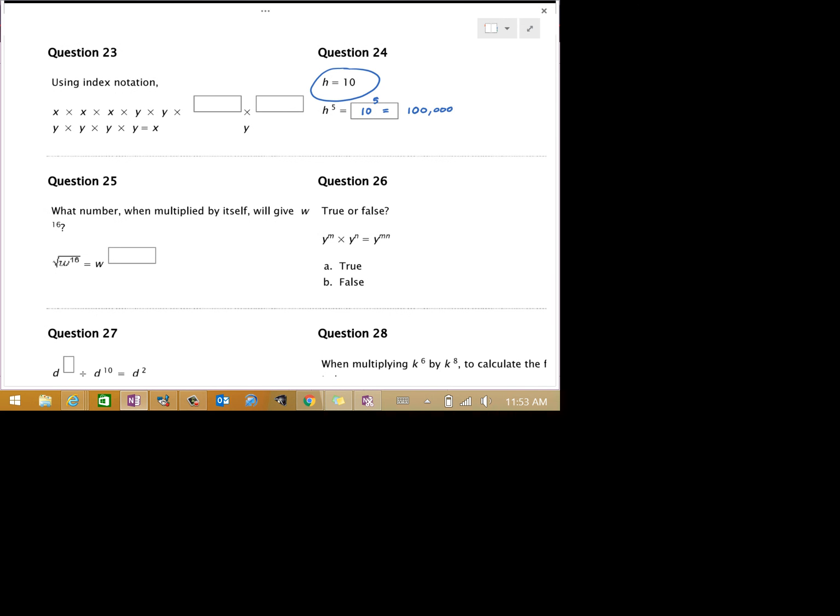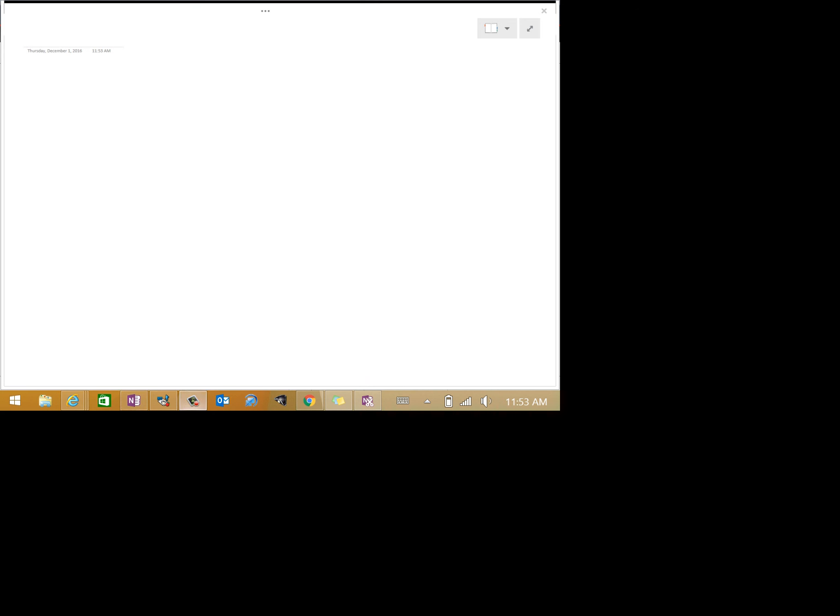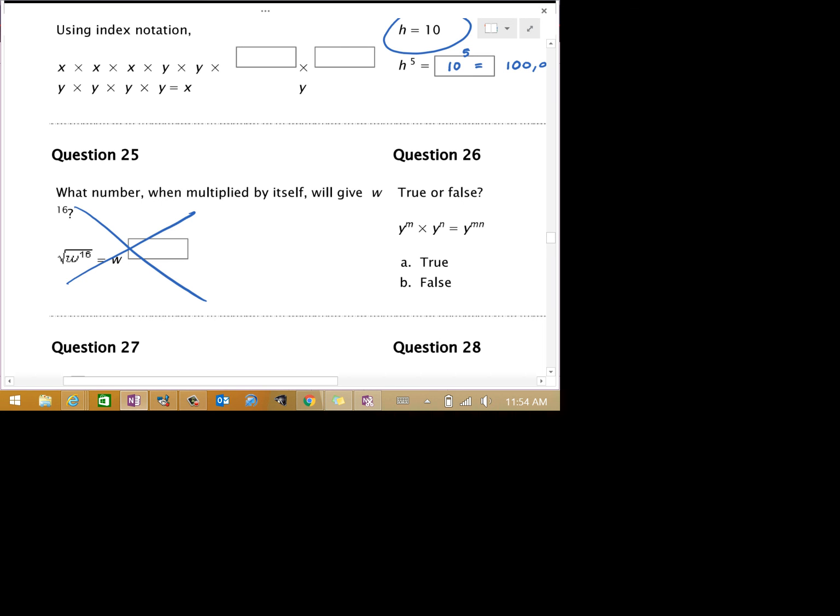What number, when multiplied by itself, will give 16? I didn't get that. I did 2, but it's wrong because I got like 8,000 something. How are you supposed to find that? Do you do the square root of 16? We haven't been through that yet, so forget about that one.